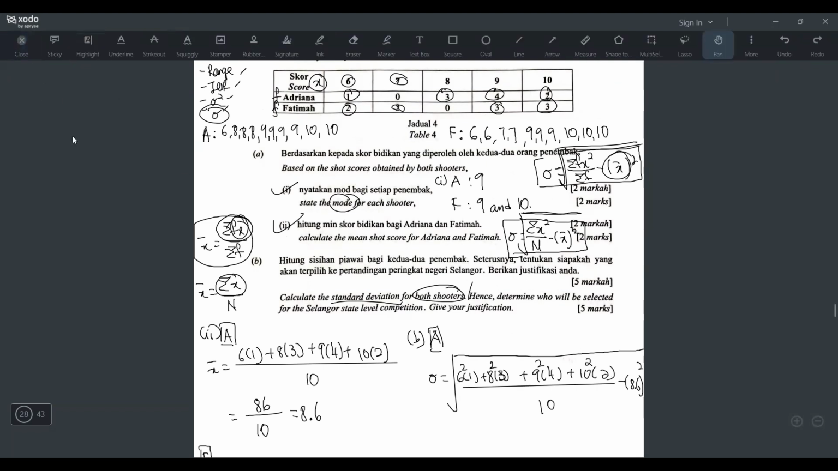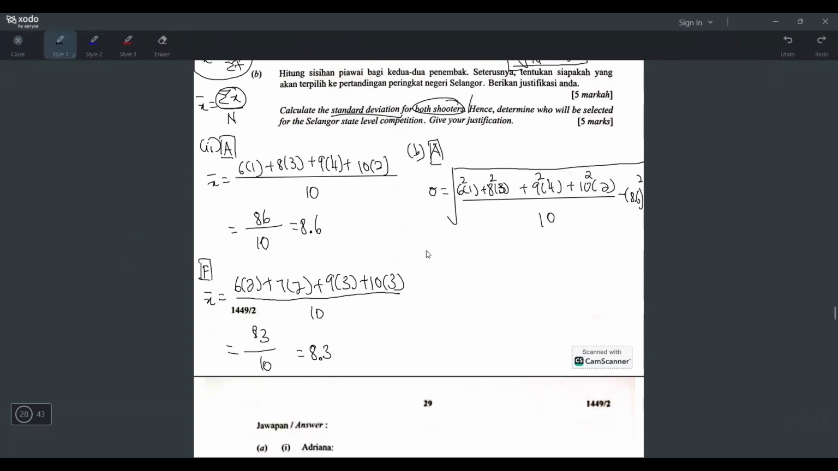If you square that one, then it's wrong. Alright, so this is the correct way. And now you can use your calculator, press this, and then you will get the answer. Let me press: 6 square times 1, 36, plus 8 square times 3, plus 9 square times 4, plus 10 square times 2. Okay, I get 752, but it's not the answer.